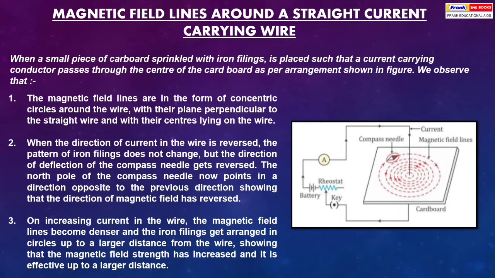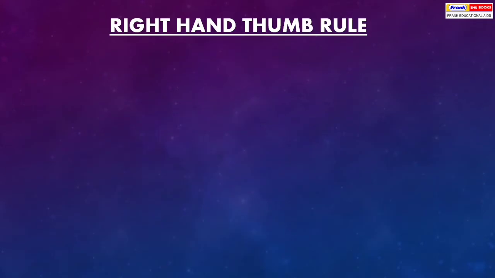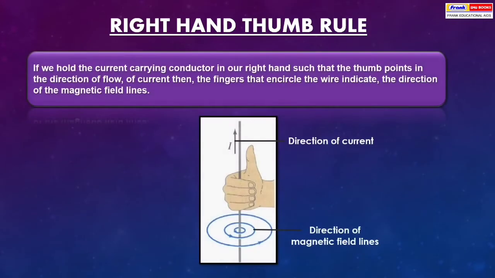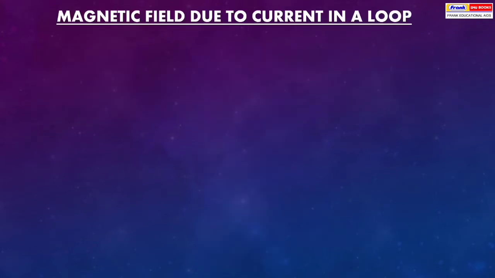Right hand thumb rule. If we hold the current carrying conductor in our right hand such that the thumb points in the direction of flow of current, then the fingers that encircle the wire indicate the direction of the magnetic field lines. Magnetic field due to current in a loop.